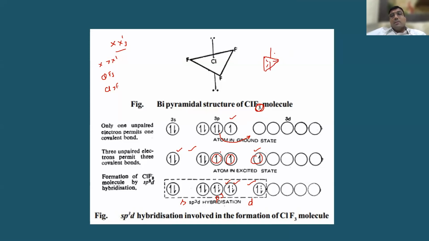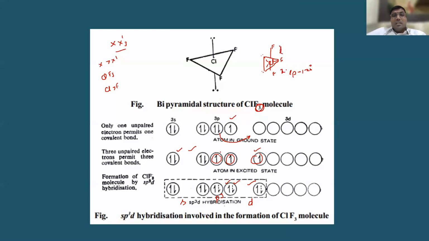Here you have to place the lone pairs in the equatorial position, so that here F, and here F. This is Cl, the central atom. Because in the equatorial position, the lone pairs are 120 degrees apart. So these repulsions will be less. 90 degree repulsions will be less.